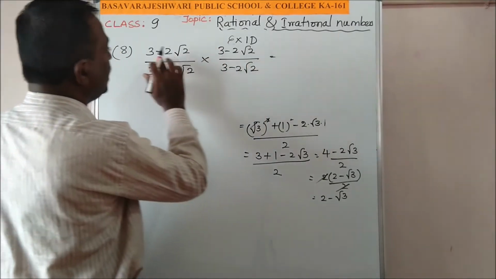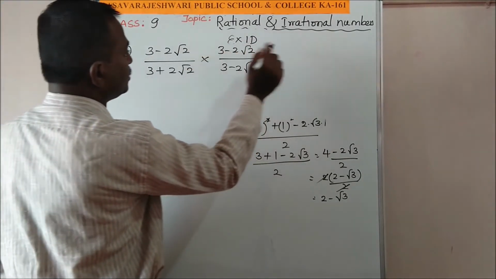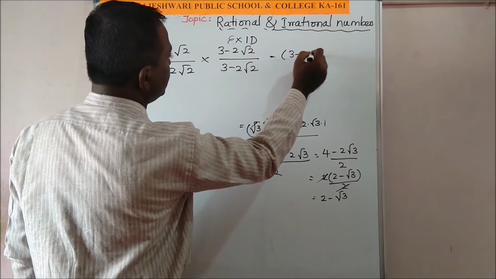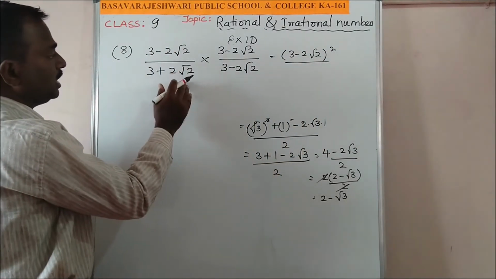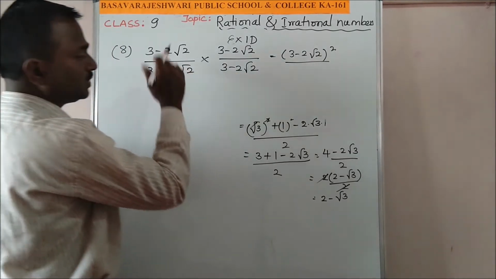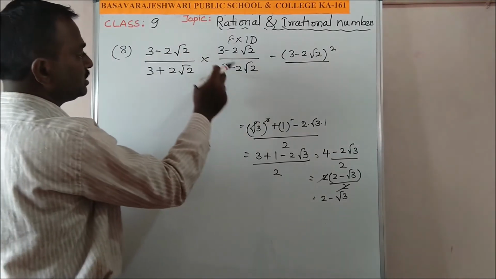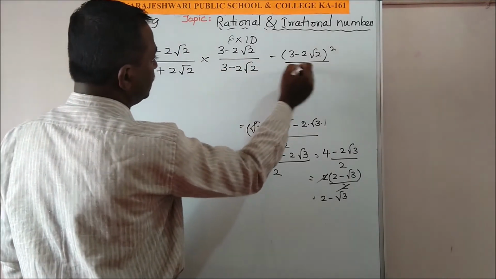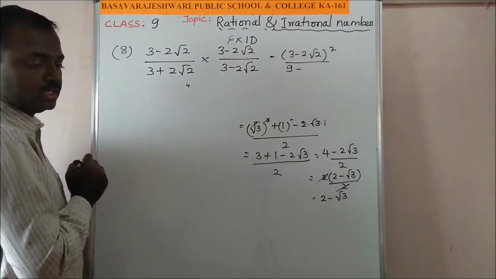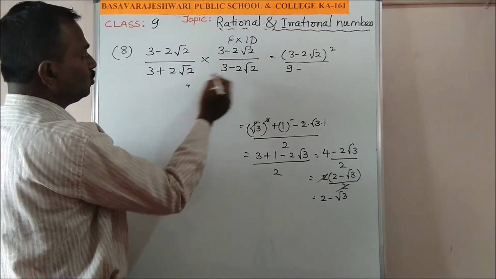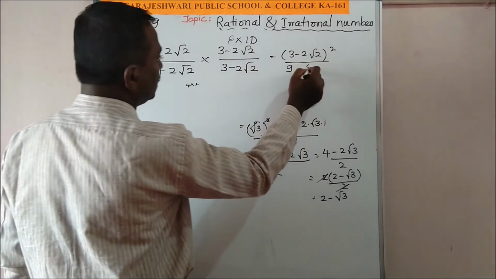Multiply. (a minus b) into (a minus b) is (a minus b) whole square, by (a plus b) into (a minus b), which is a square minus b square. A square means 3 square, 9, minus b square, which means (2 root 2) square: 2 square is 4, into root 2 whole square, that is 2, so 8.